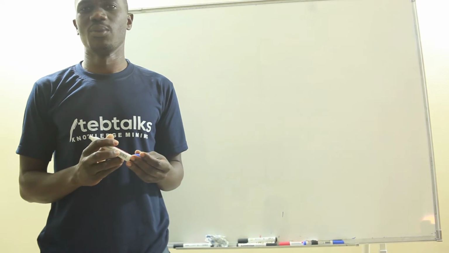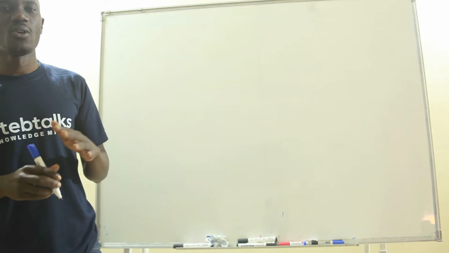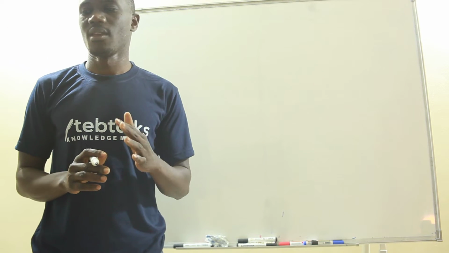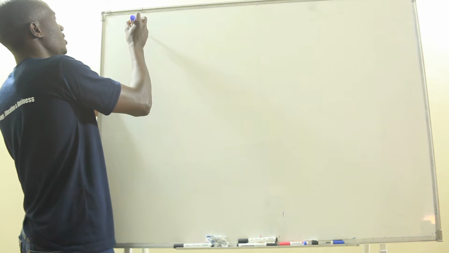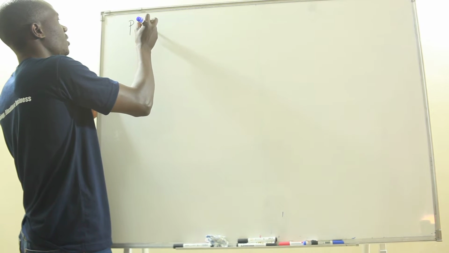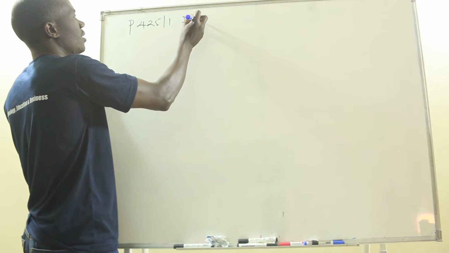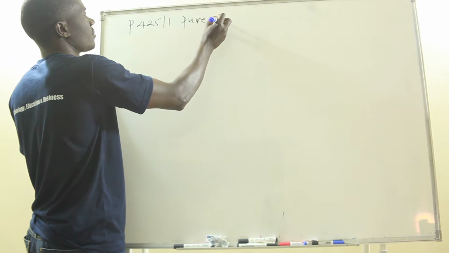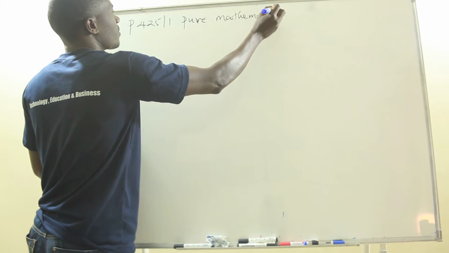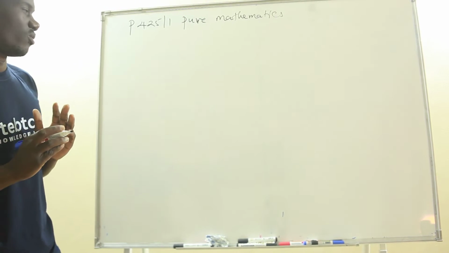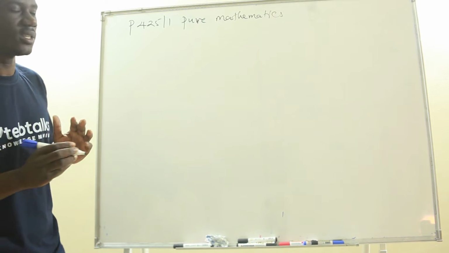My name is Godwin Usobozi, and I will be taking you in Principle 425-1 Mathematics, which we term as pure mathematics. So our code is P425-1 pure mathematics. It is a principal paper which has got two sections.